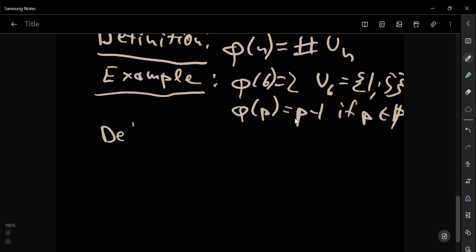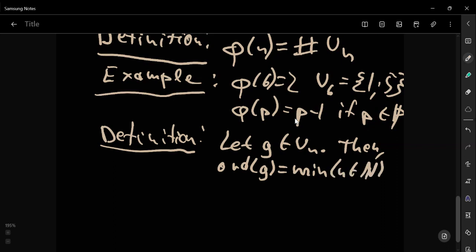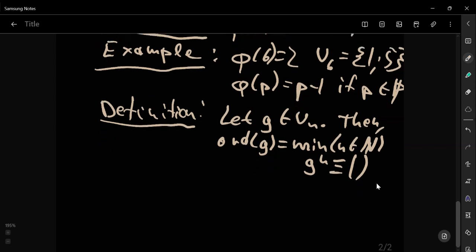So let's write down another definition. Let g be an element of Un. Then the order of g is going to be the smallest natural number so that g to the power of n is equal to, I should maybe write congruent to 1. And this congruent obviously refers to n. So maybe I shouldn't write n here because we've already used n. So let's use k here and k here.